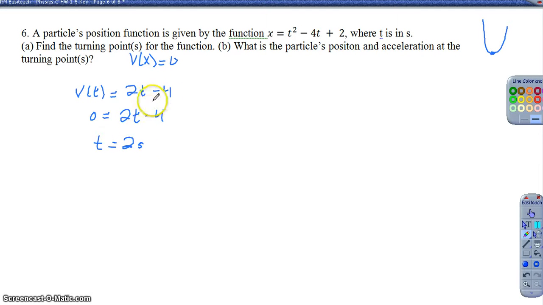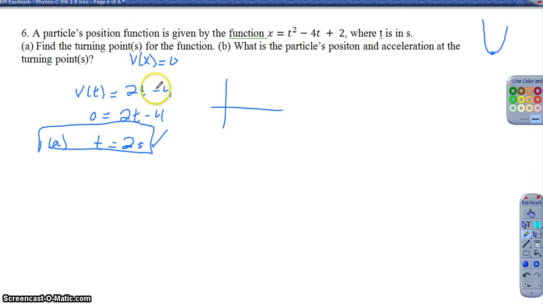Now again, this is where I would recommend graphing this function to confirm that this is in fact a turning point. And it is. This is truly a turning point. And even if you just look at this equation, isn't the velocity function just going to be a straight line here? So it's going to start down here at negative 4 and then go up 2 over 1.